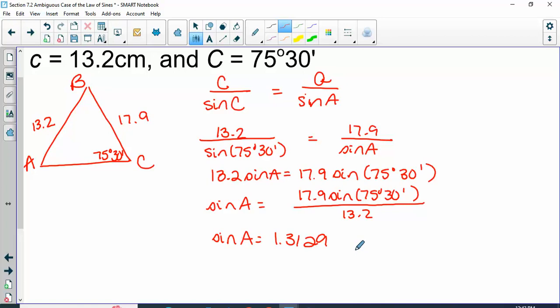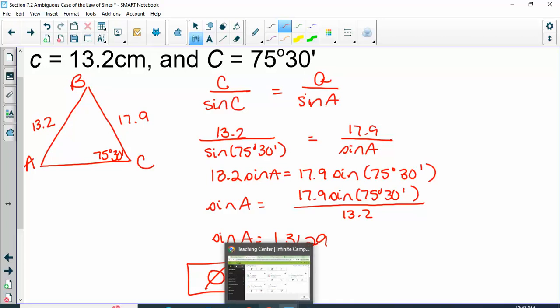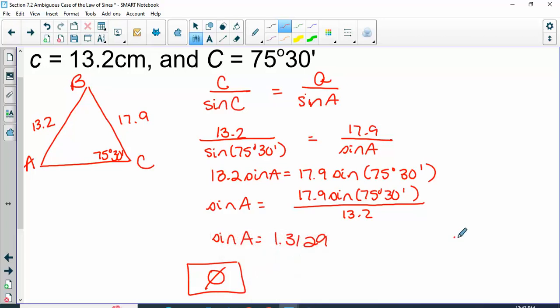What'd you say, Grant? It's not possible. Why not? Can sine ever equal something bigger than 1? No. So the only way this triangle exists is if sine is equal to 1.3. That's not possible. So there's no solution. This is a case where there is no such triangle. And you'll find it because you'll get to some point where sine equals some number bigger than 1. And we can't have that.